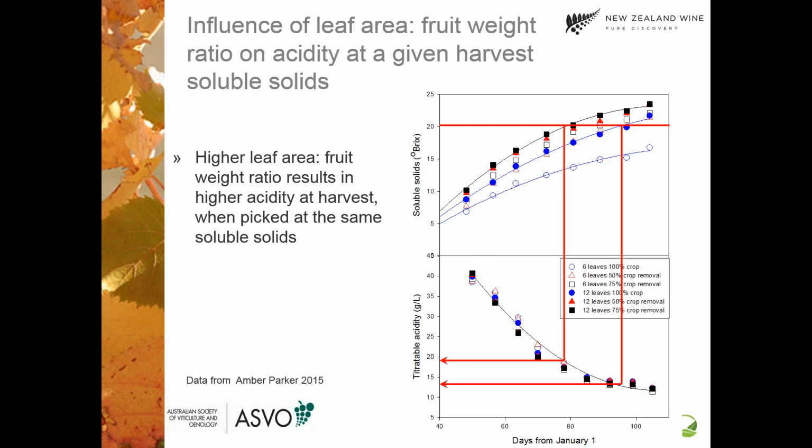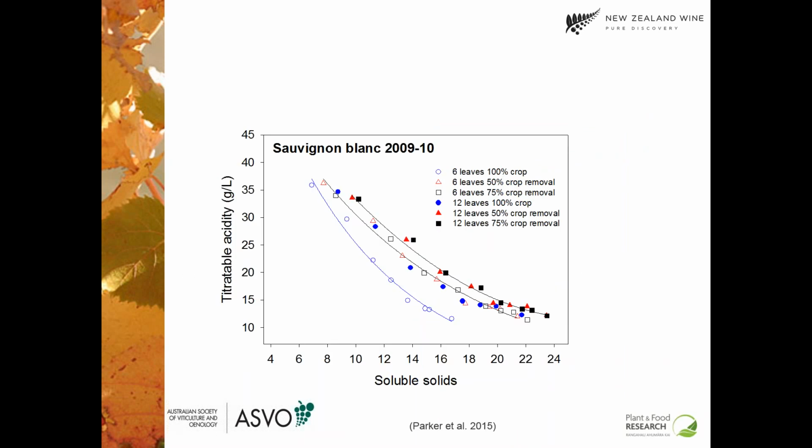And you can see that basically the lower cropped vines are harvested at a higher titratable acidity than the higher cropped vines because they've arrived at the target earlier. The other thing to note from this graph is that where the crop in this particular season was particularly high, there's a high fruit weight to leaf area ratio. The fruit never got to a target soluble solids of 21. And this sort of response is quite generic.